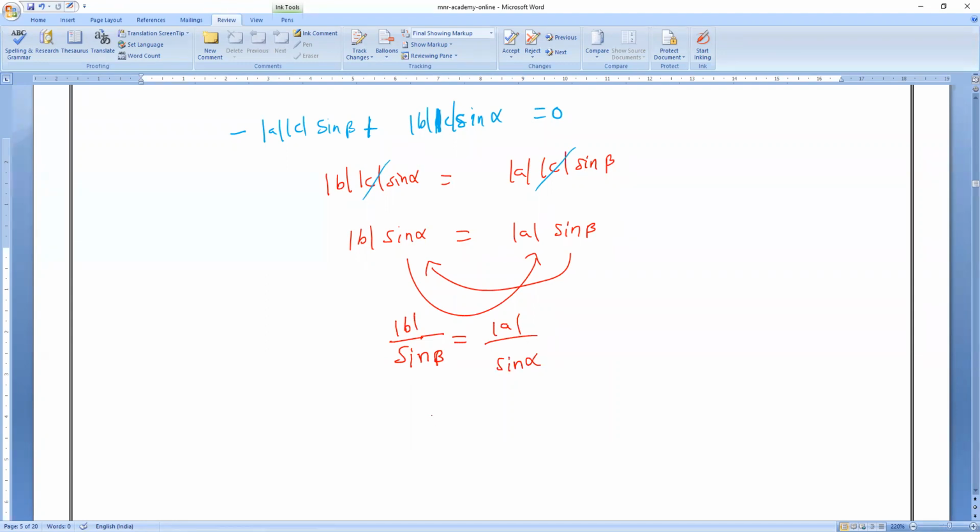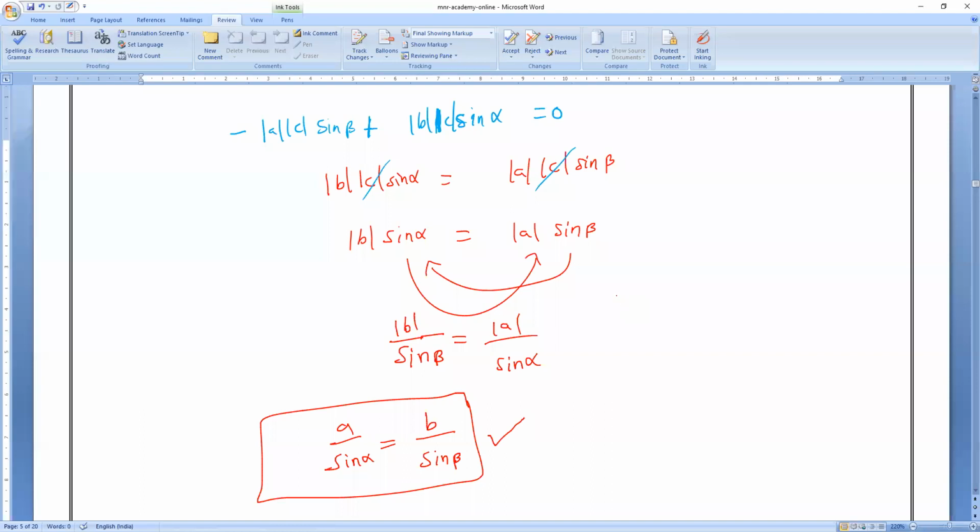Of course mod a value means a only. So a by sine alpha equals b by sine beta. Is it right or wrong? Everybody clear? Yes, sir. That is what you have to remember. Any doubt? Anybody can ask me. Okay, now this is the first part. Now let us verify the next one.